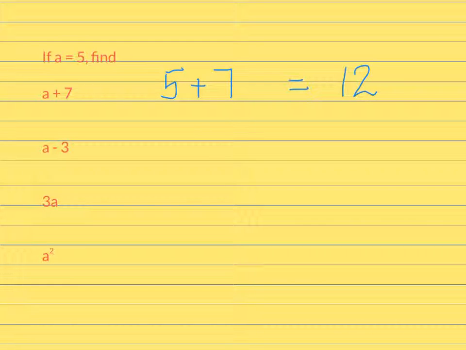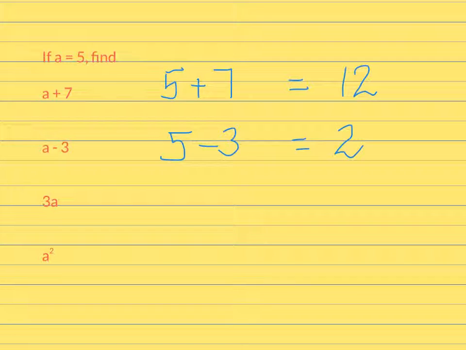And again, we go back here to look. This time it's find a minus 3 if a equals 5. So if we put in 5 minus 3, our answer is going to be 2.